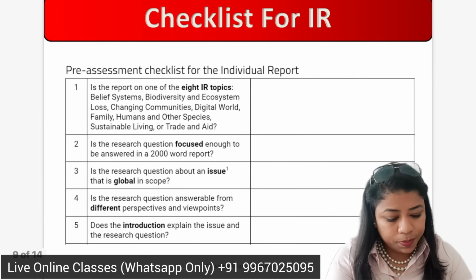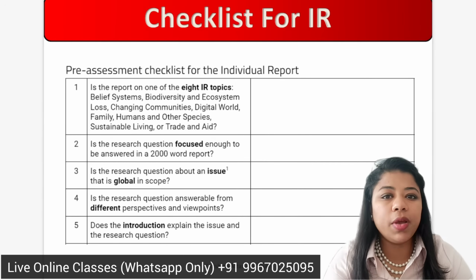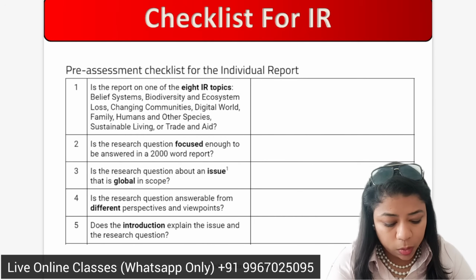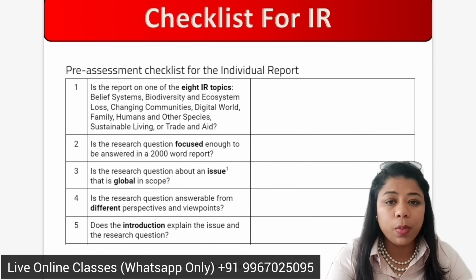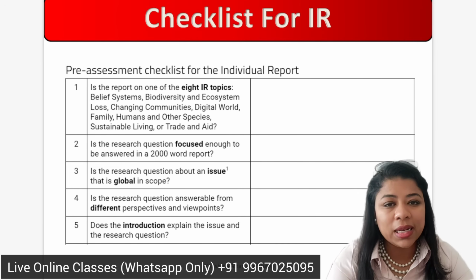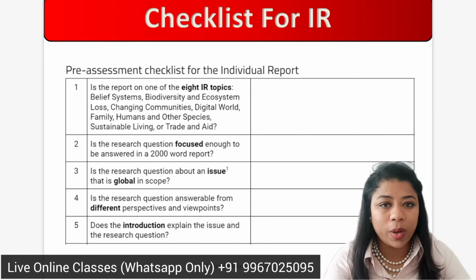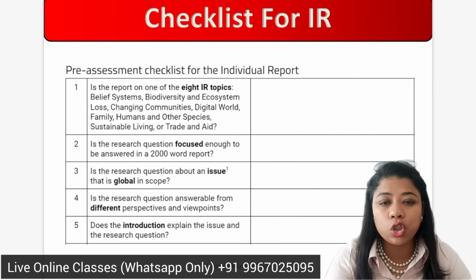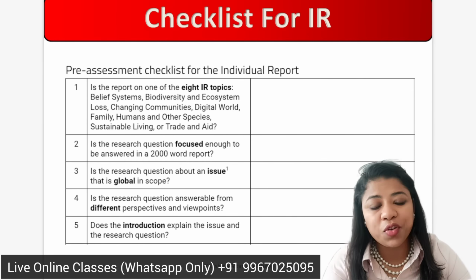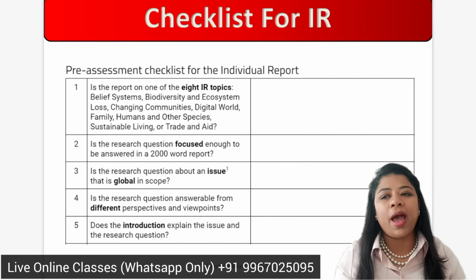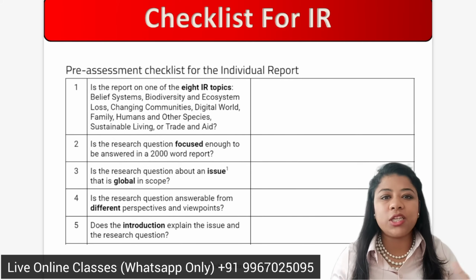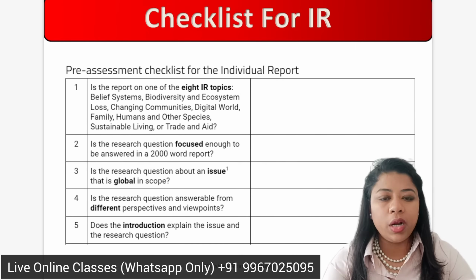Okay. Now, let's straight away move on to the checklist for the individual report. This is the checklist. Before you even start writing the individual report, you should be looking at this checklist and answer these questions. You can pause and take screenshots and keep it at your end, because after the class, you can just write it down in your book and answer these questions. This can act as a basic checklist to make a blueprint for your individual report.